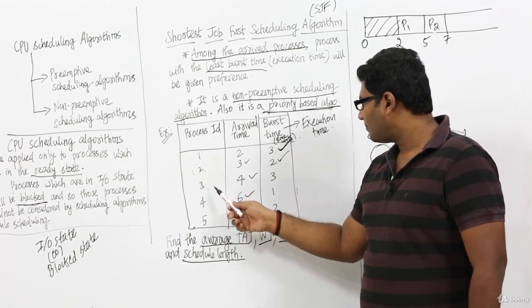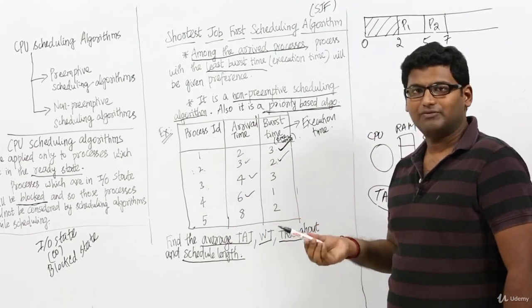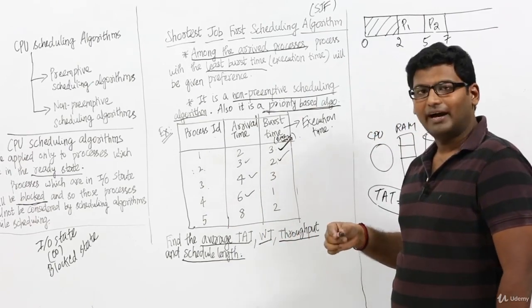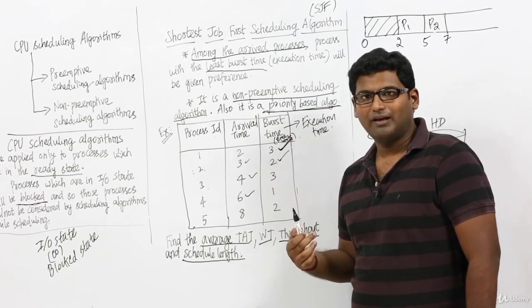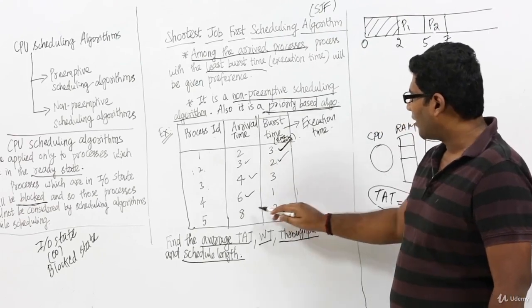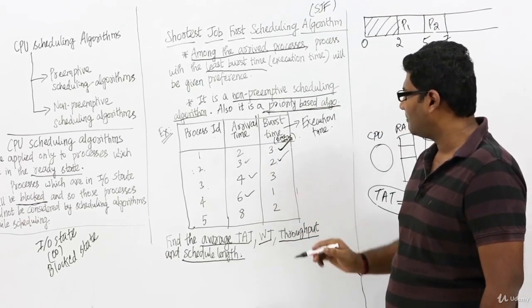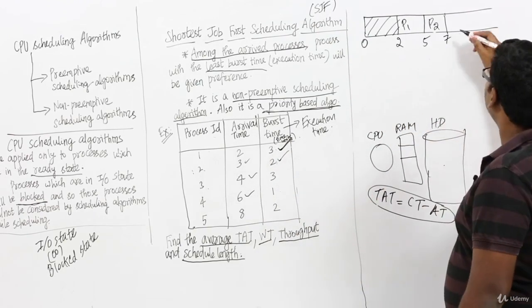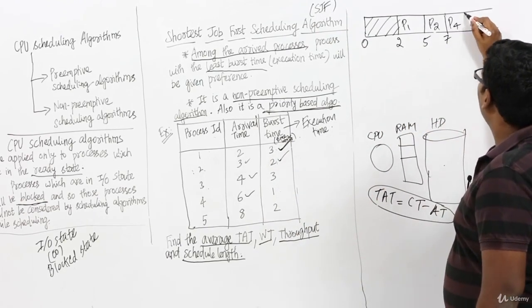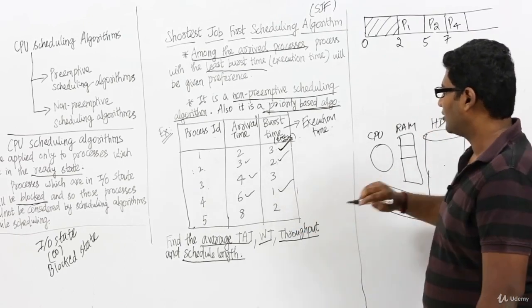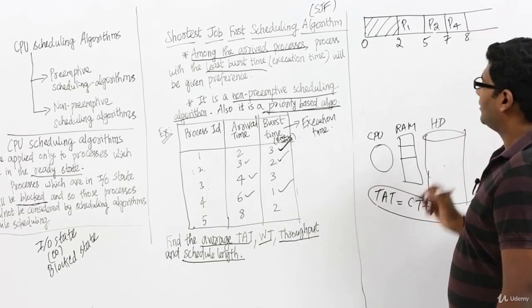Now among P3 and P4, we need to pick the process with the highest priority. The process with the highest priority is nothing but the process with the least burst time. Process P4 has the least burst time compared to process P3. So P4 will be scheduled by our scheduling algorithm and it will run for only one time unit. Okay, process P4 is also done. It will run till 8. Fine.